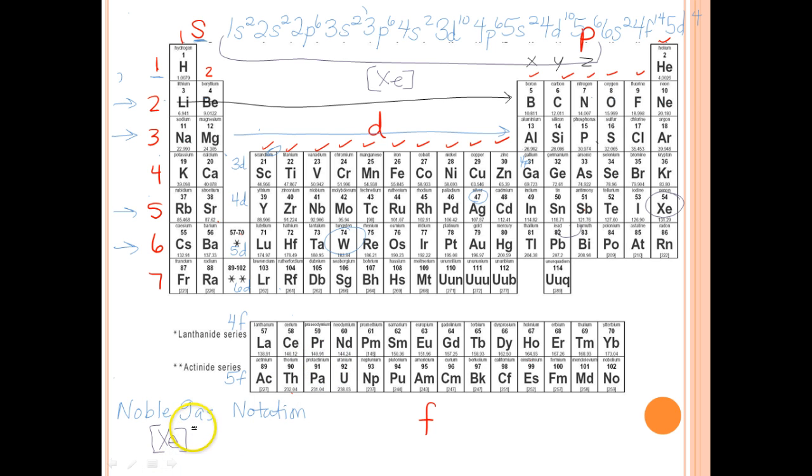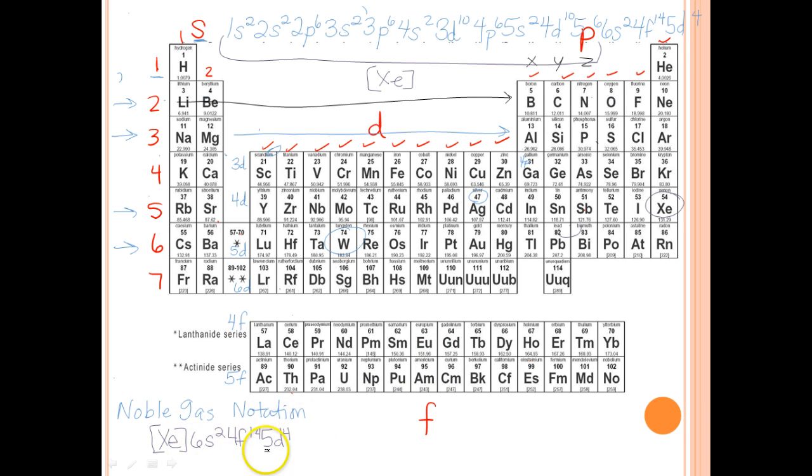That's right. So we would start off with the next one after the noble gas, which would be 6S2, and then 4F14, and 5D4. 5D4 takes us to tungsten. Noble gas notation. Voila.